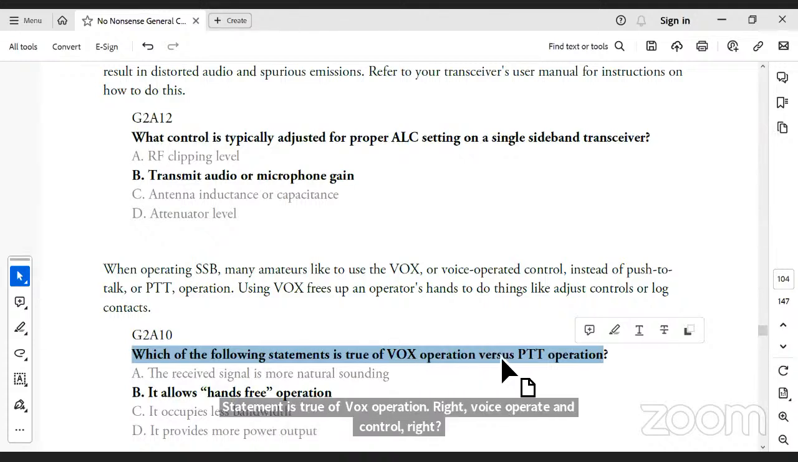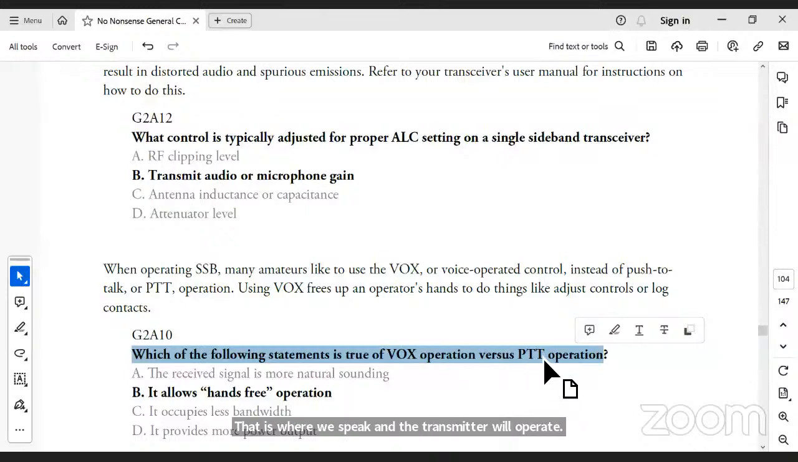We're not pushing or pressing a push to talk button. We're not keying down physically. We may use our hands for other things like writing a log or typing a log or doing something else. So we are going to transmit when we speak. So the following statement is true. It allows us to do hands-free operation. Again, fairly straightforward, fairly simple point.